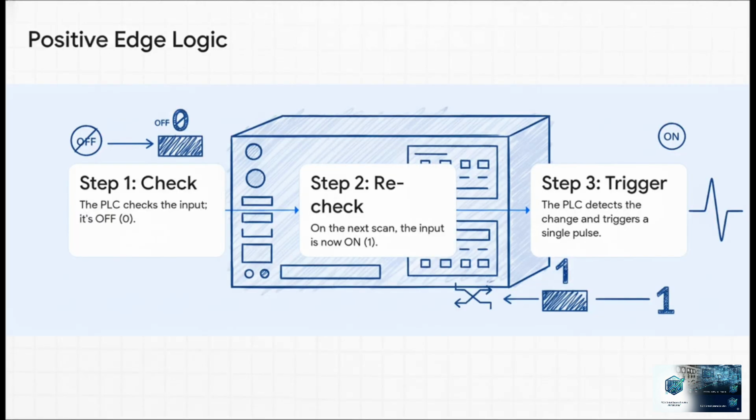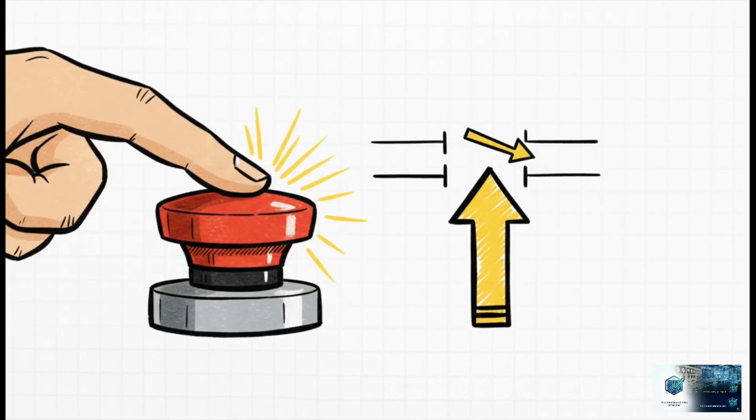So, how does the PLC actually pull this off? It's pretty clever, really. It uses a little bit of memory. On its first scan, it looks at the input and thinks, okay, it's off, it's a 0, and it stores that little piece of information. On the very next scan, we're talking microseconds later, it looks again and goes, whoa, hang on, now it's on, it's a 1. Because it remembers what it was before, it can see that change from 0 to 1 and says, aha, that's a rising edge. Time to trigger that pulse. You know, the easiest way to remember this is to connect it to something physical. The positive edge is all about the beginning of an action. It's the press. That exact moment your finger makes contact and the switch closes, that's your rising edge.